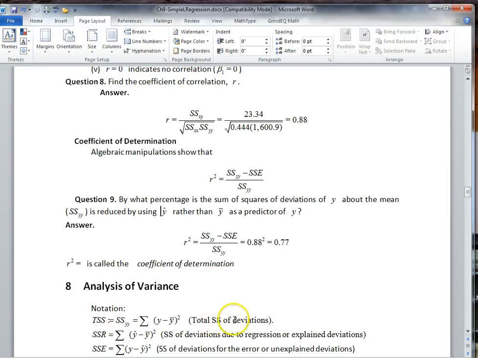And that's all about regression analysis. The next video is going to be how to use analysis of variance to understand, also to test, the validity of the regression model.